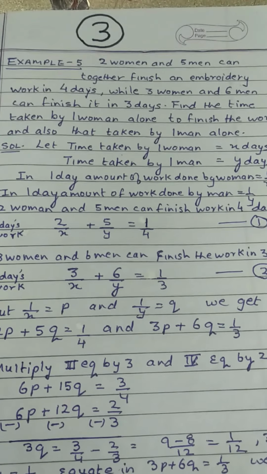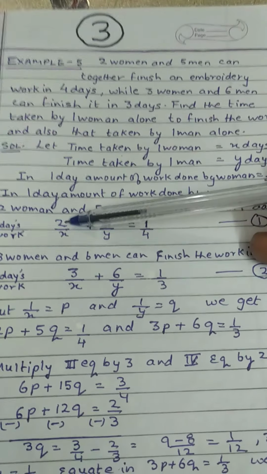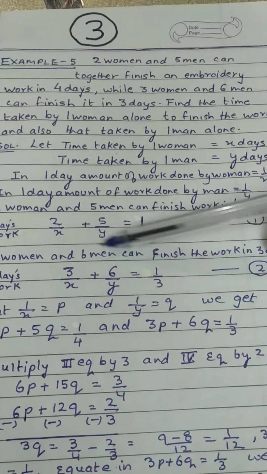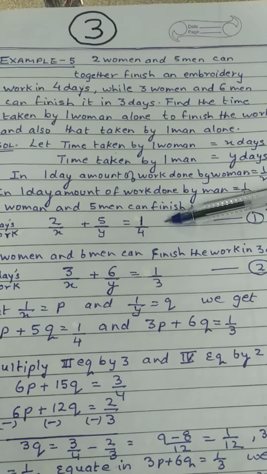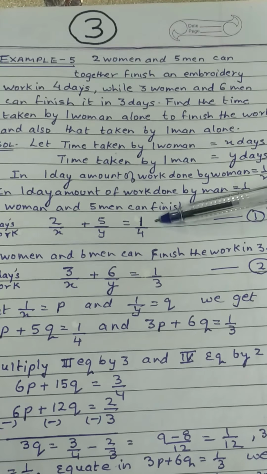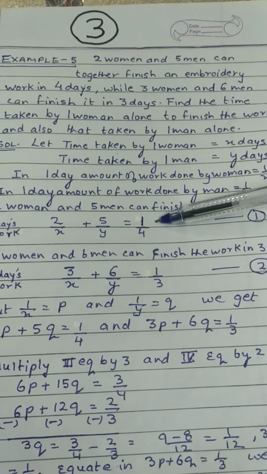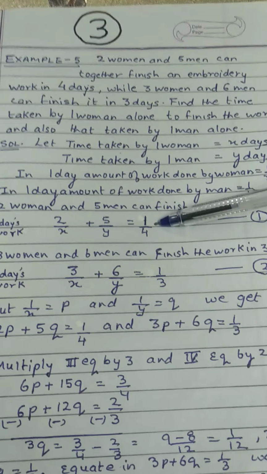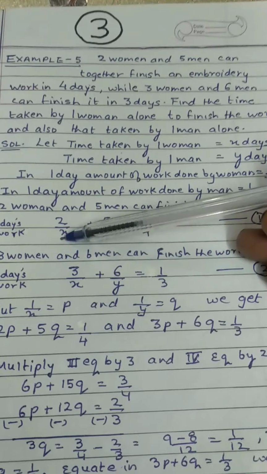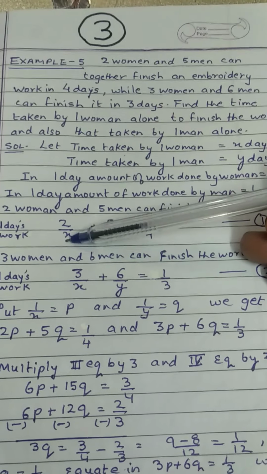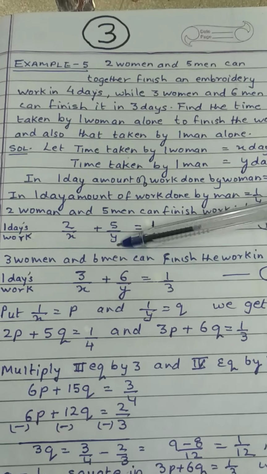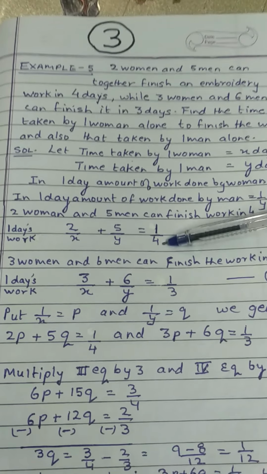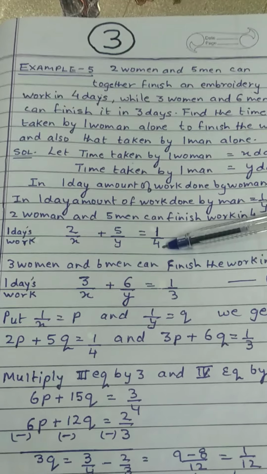Now we get the equations. 2 women, 5 men: 1 day's work of each. In 4 days they finish the work, so in 1 day the work will be 1 over 4. Is it clear? 1 day's work of woman, 1 day's work of man, and the work done in 1 day will be 1 over 4.